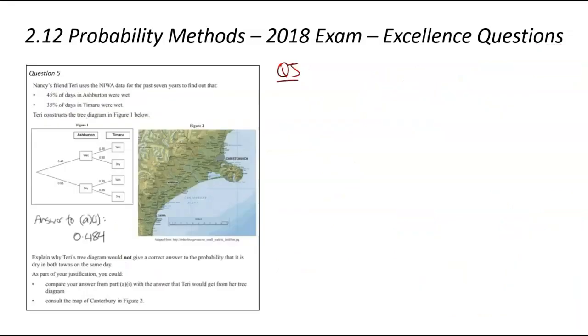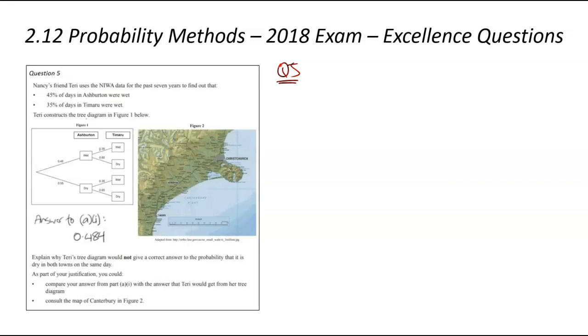Question number 5 is the last question, the last excellence question from the 2018 exam. And just for your reference, I've given you the answer to part AI from an earlier question, because in this question you are asked to refer back to that in discussing your viewpoint. So Terry, who is Nancy's friend, has found out that 45% of the days in Ashburton are wet and 35% in Timaru are also wet.